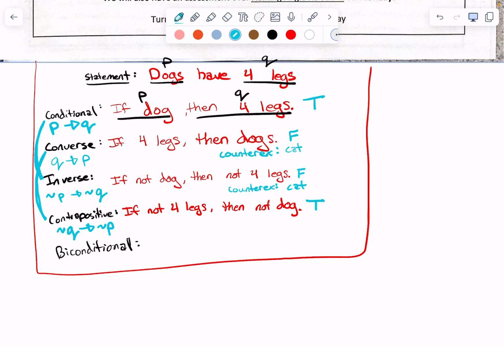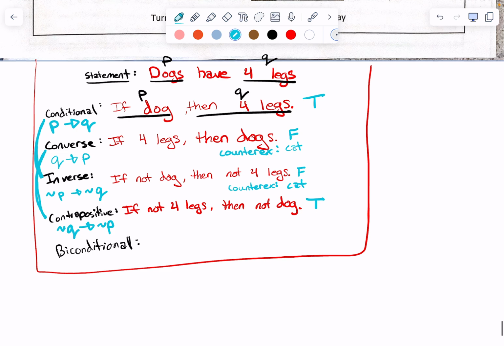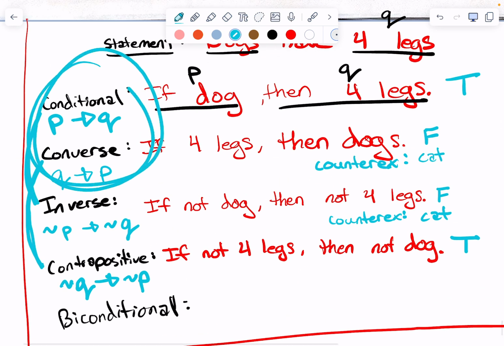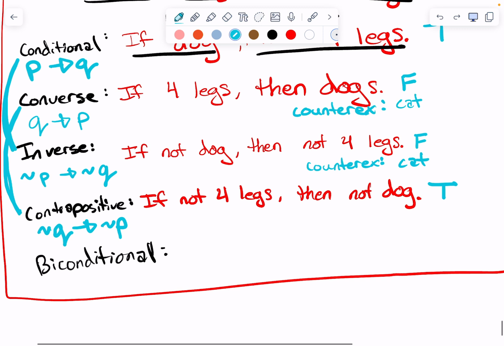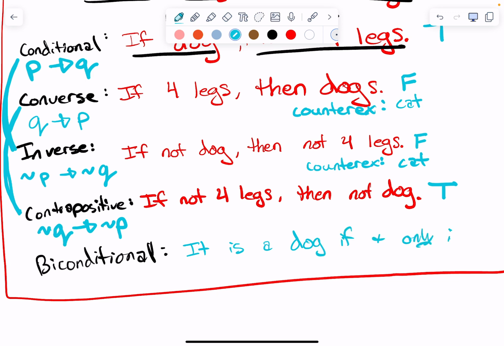Okay, do you remember what the biconditional looks like? Biconditional is kind of shoving together these two. The conditional and the converse. So we would say, it is a dog if and only if it has 4 legs. Is that true or false? It's a dog if and only if it has 4 legs. That is false.